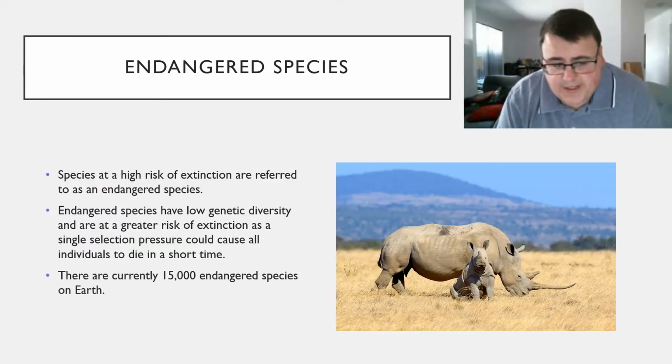We also have endangered species. So species that are high risk of extinction are referred to as endangered species. Generally, those endangered species will have low genetic diversity, and that's what puts them at risk of extinction. Often with those endangered species, one single selection pressure could cause all those individuals to die in a short time and become extinct. There are currently 15,000 endangered species on Earth.